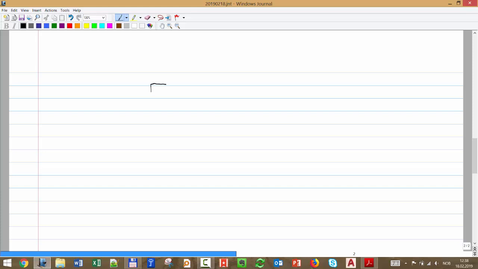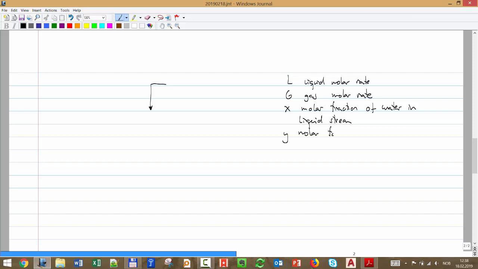So we have one stream that I'm going to call L, where L means liquid molar rate, and G means gas molar rate. X means the molar fraction of water in the liquid stream, and y is the molar fraction of water in the vapor stream.